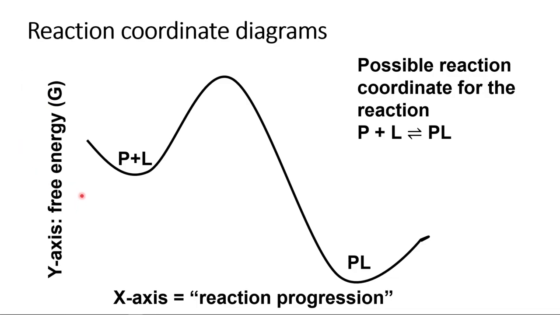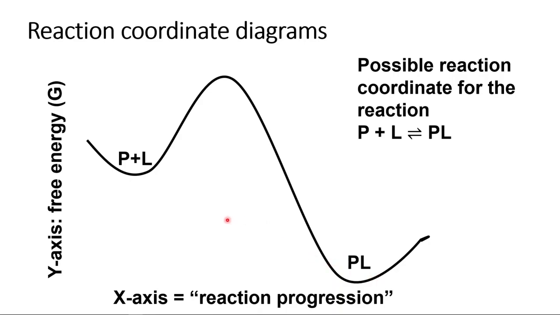So as a line goes from lower on the y-axis to higher on the y-axis, the free energy increases, and then again, as the line goes to lower on the y-axis, then the energy is decreasing. And then the x-axis is the reaction progression. So going from the beginning of the reaction, where P and L are unassociated with each other, to the end of the reaction where P and L are now associated with each other.